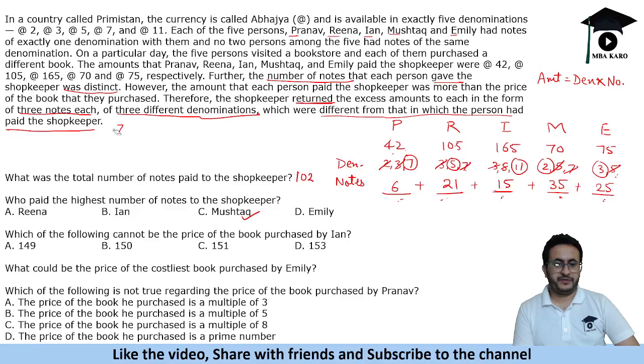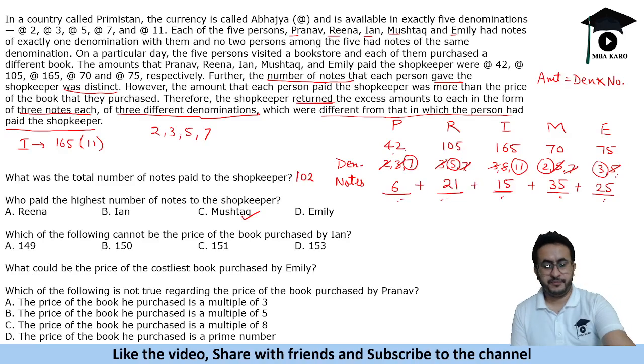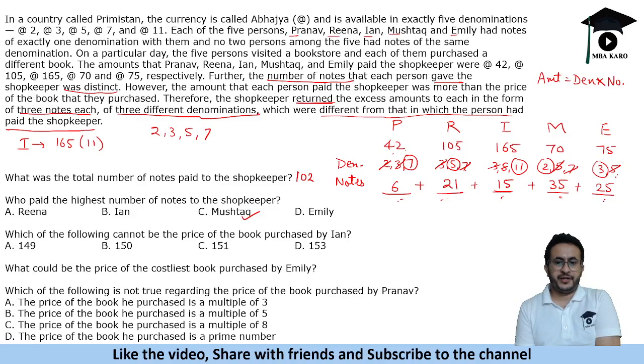Okay, so for example, we are asked a question about Ian, so let us use Ian. Ian paid in the form of denomination of 11. So Ian paid 165 using 11. So he will be paid back not in 11, he will be paid in 2, 3, 5 or 7. So what could be the amount returned to him?